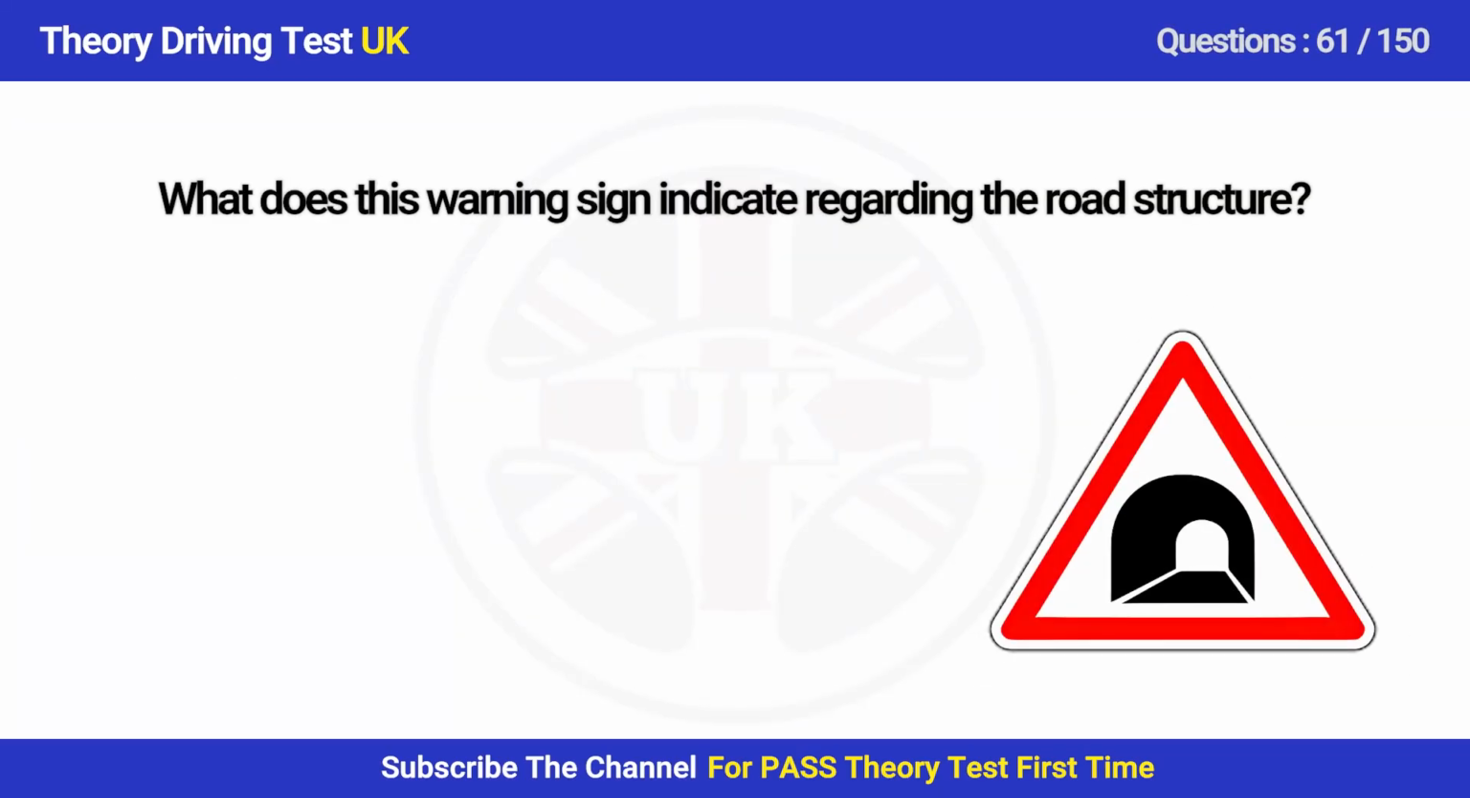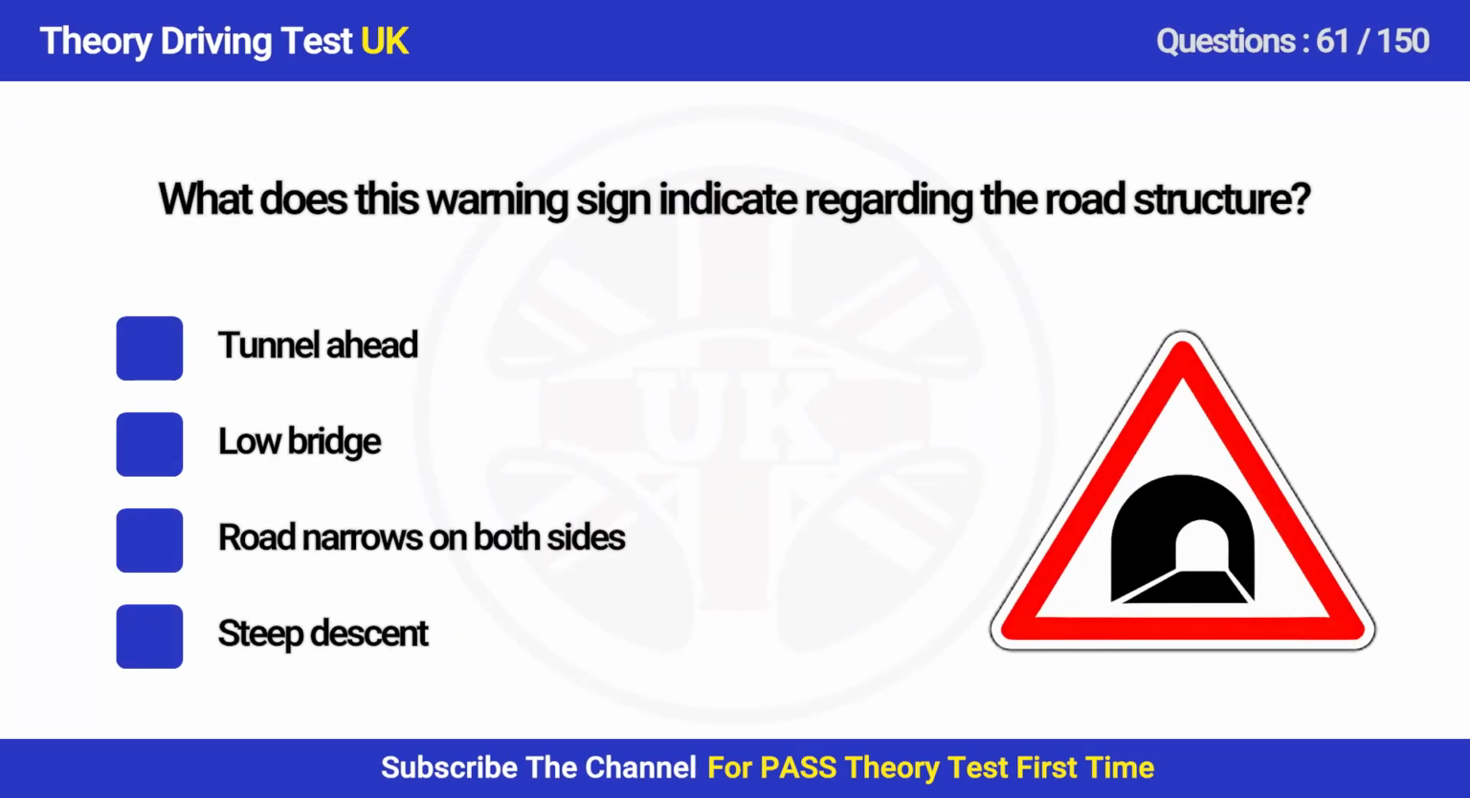Question 61. What does this warning sign indicate regarding the road structure? A, tunnel ahead. B, low bridge. C, road narrows on both sides. D, steep descent.